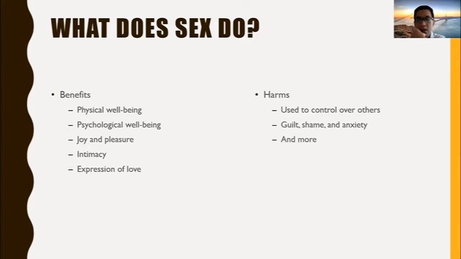Something like that. And also sometimes people who have sexual desires or who have sex with other people may feel really guilty, because they think that they shouldn't do this, they shouldn't have these ideas, but they do. So they feel guilt, shame, or anxiety. They're anxious about having sex, or they're anxious about not having sex. And these are the potential harms that sex may bring to people.